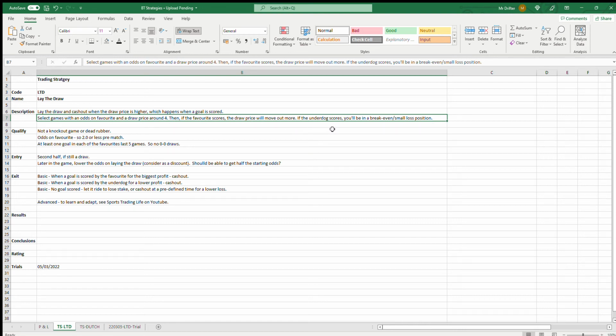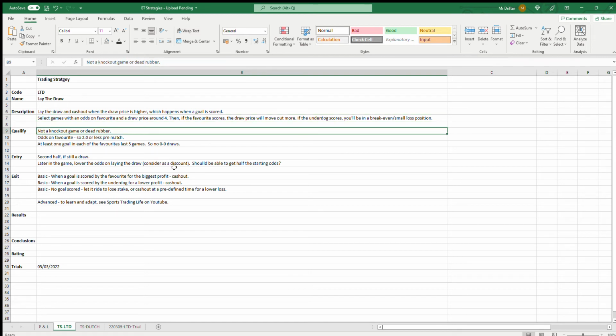And even if the underdog scores, you can break even or make a small loss, because if the underdog scores, it's still quite likely that it could be a draw if the favourite comes back into the game and gets an equaliser and doesn't score a second to win the game. The odds won't go up as much if the underdog scores, but I'll get into that in more detail as I show you some examples. That's the kind of principle we're looking at there to actually make a winning trade.